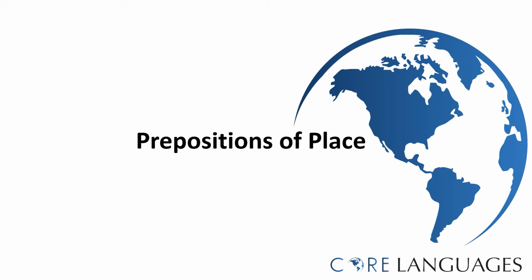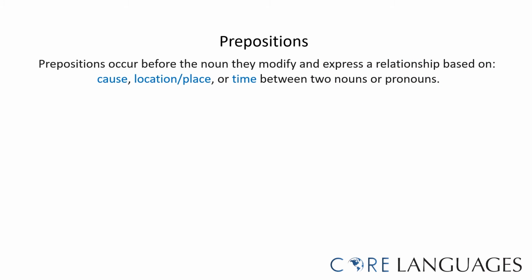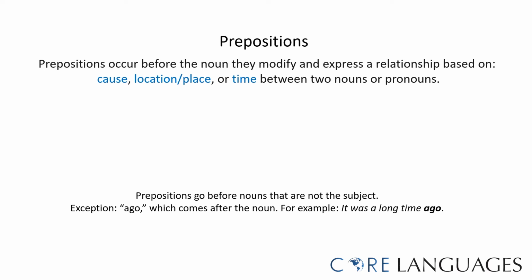Prepositions of place. Prepositions are usually placed before a noun and express a relationship between two nouns or pronouns based on cause, location and place, and time. The noun that they modify is usually not the subject. Note that there are exceptions. For example, ago. The preposition ago is not placed before the noun, but after the noun. It was a long time ago.